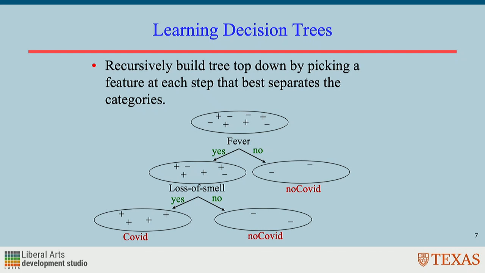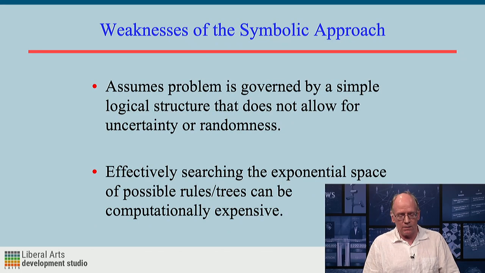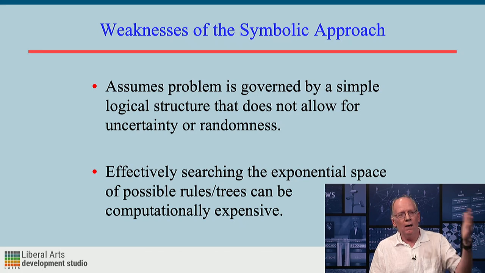So this is a very simplistic, very simplified example of how you can build these sort of symbolic decision trees by just analyzing data and building them top down by picking good features at each node. And the trick is finding a good heuristic for picking that feature at each node. So again, just doing a really quick survey of each of these approaches, what are some of the weaknesses of this approach? So it assumes the problem is governed by a simple logical structure, and it doesn't really allow for any sort of uncertainty or randomness or probabilistic aspect to it. It's very binary, black and white. It has this feature, it's in this disease, it has this disease.